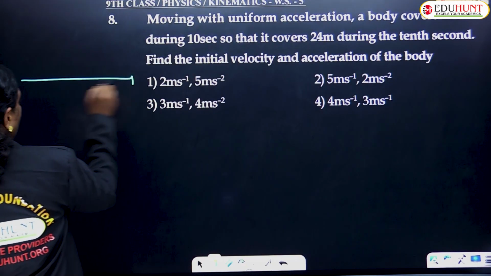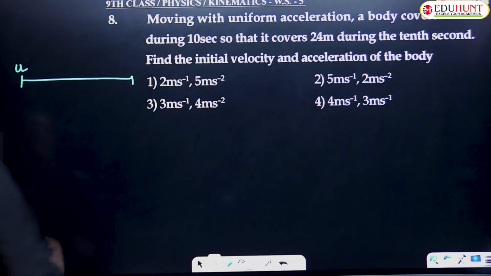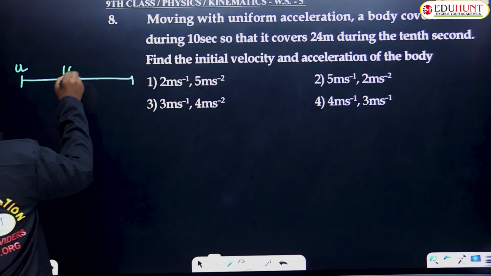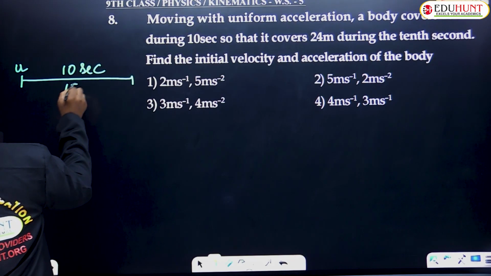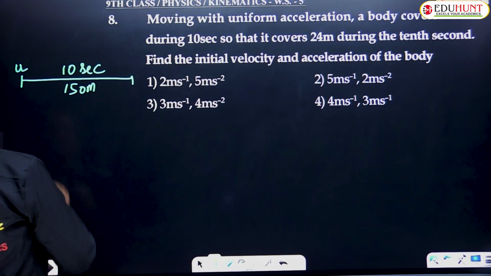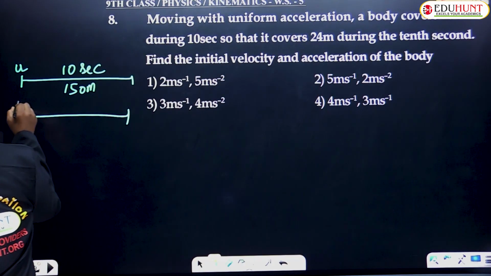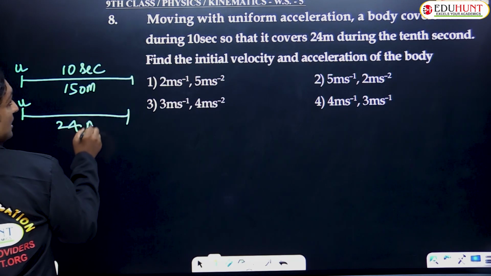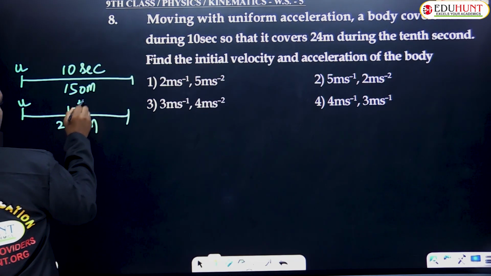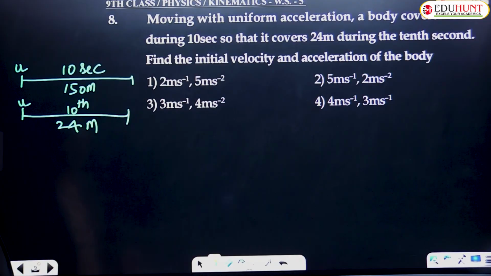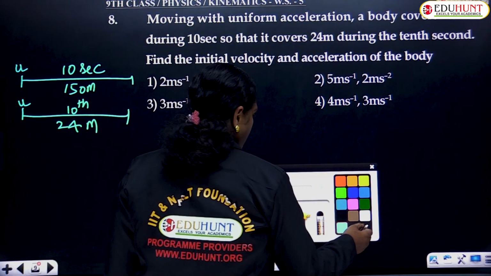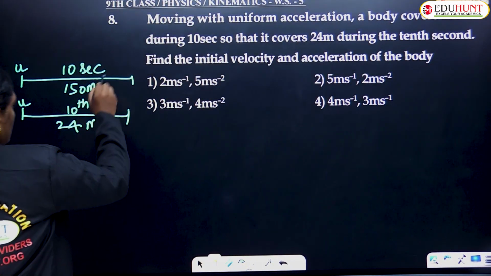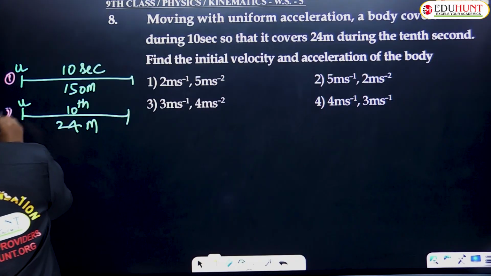So let us consider the initial velocity of the object as u. What is given is, in a total of 10 seconds it covers a distance of 150 meters, whereas with the same initial velocity it covers 24 meters in the 10th second, n equals 10. Okay, so based on that, let us try to form equations. This is the first case and this is your second case.